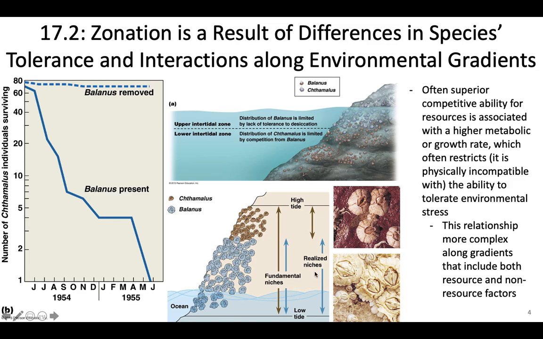And then, at least here, it seems like the realized niche and the fundamental niche of the balanus pretty much matches up because the balanus are not tolerant of desiccation. At these higher areas, they would have more desiccation, and so that's where you see thalamus, which is a lesser competitor, be able to predominate because of environmental conditions. Okay.